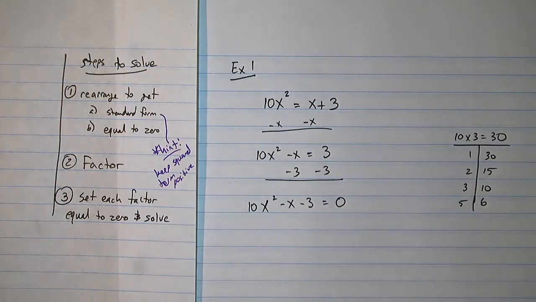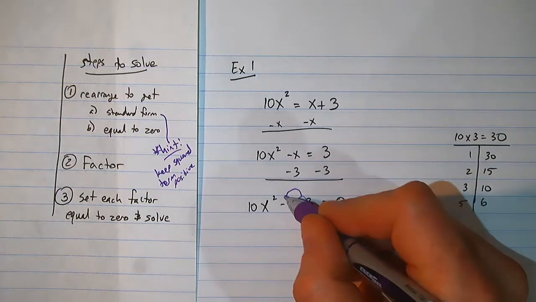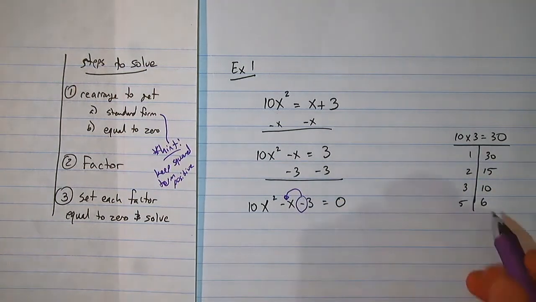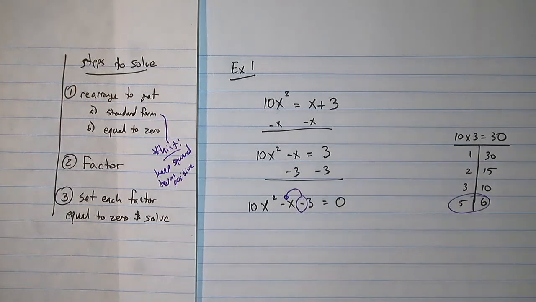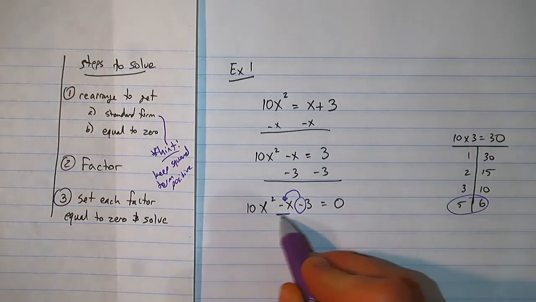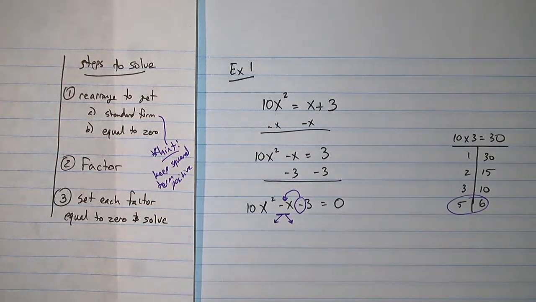And I want to find the factors that will subtract to equal 1. Right now, I don't care that it's a negative 1. I just want them to subtract to equal 1. So 6 minus 5, that subtracts to equal 1. But now I want to arrange them to make sure that I get a negative 1 when I combine them back together.